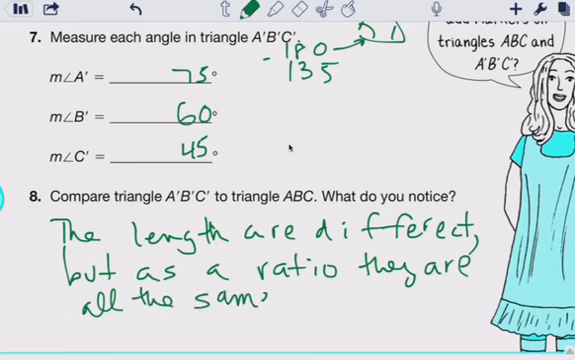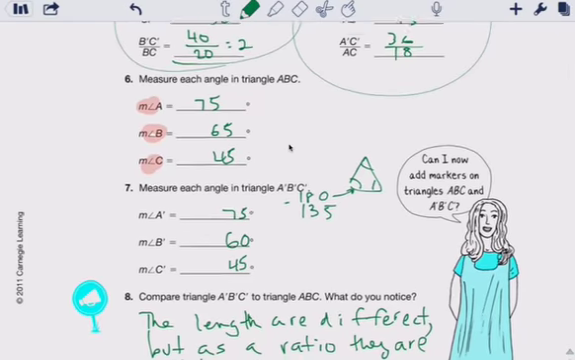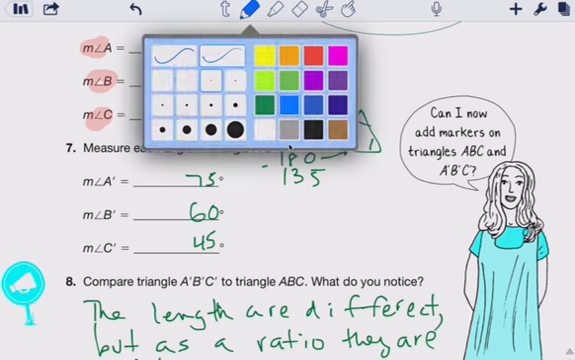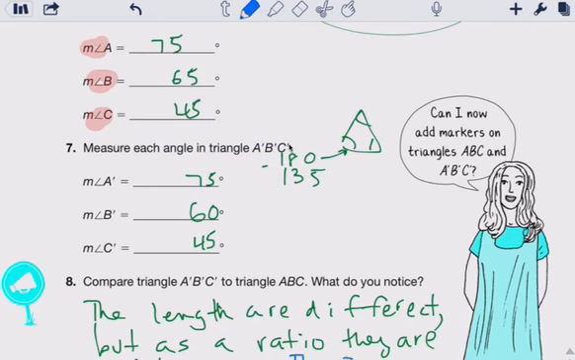Okay, what else is the same? The angles are the same. The corresponding angles are the same. So we can also say the shape remains the same. We didn't change the shape. The shapes are the same, just smaller. The shapes remain the same.